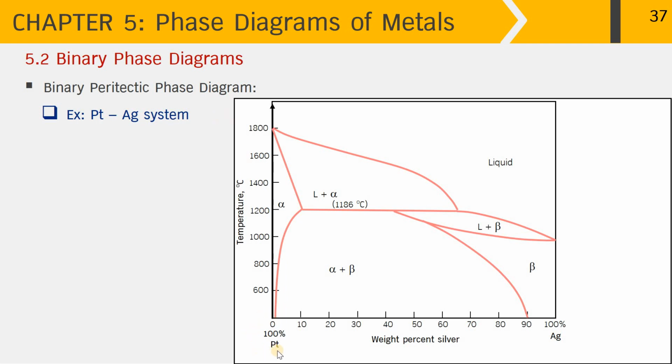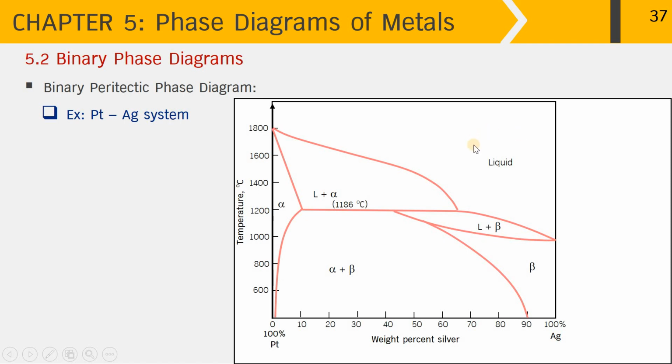Now let's make the peritectic phase diagram of platinum and silver look more simple like this. First we have 100% platinum on your left-hand side and the composition of silver going up towards your right-hand side, reaching 100% over here, and this is on a weight basis. Up there is the melting point of platinum, and down here is the melting point of silver.